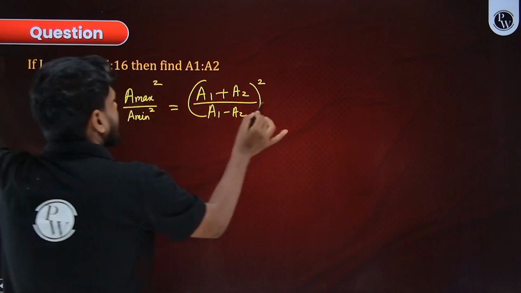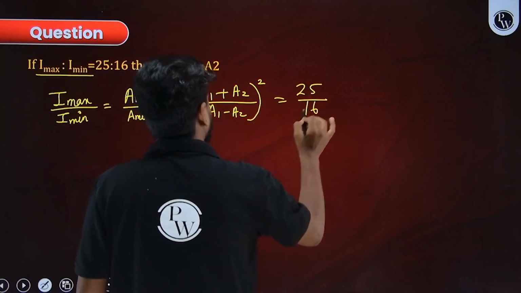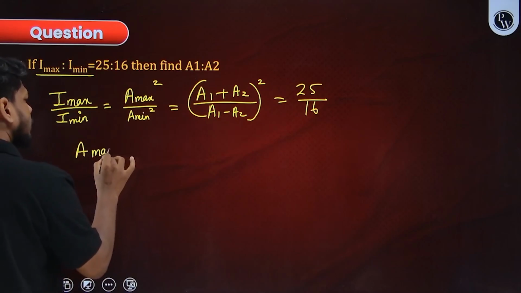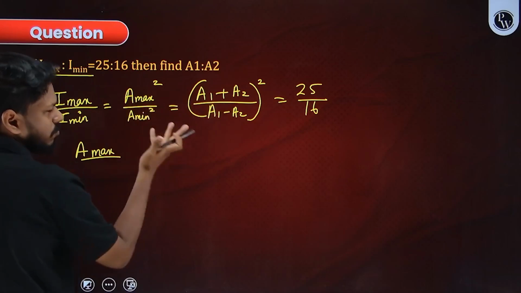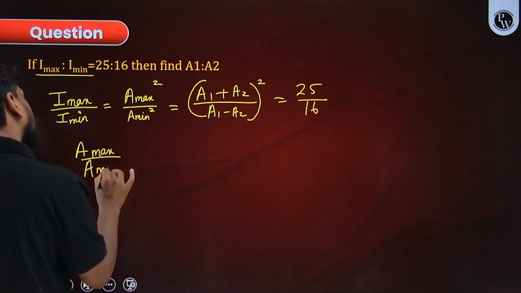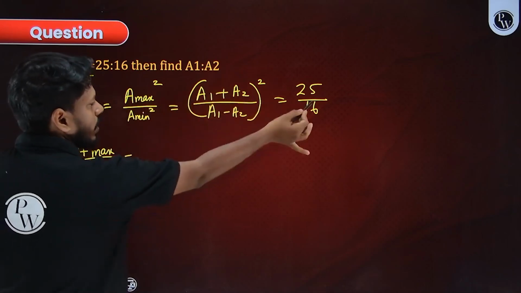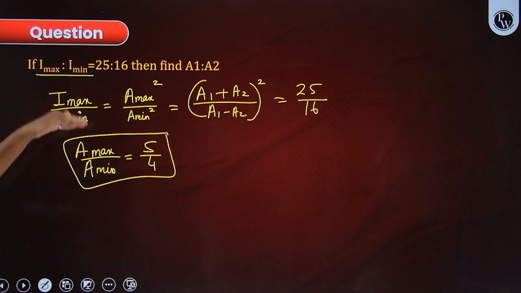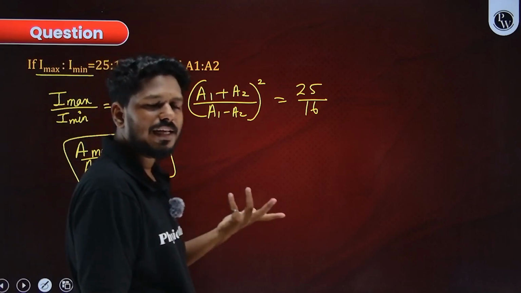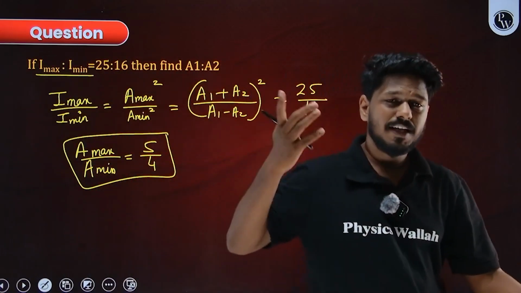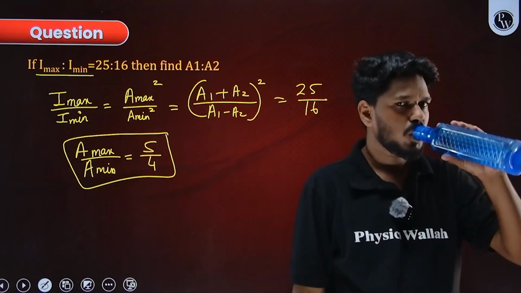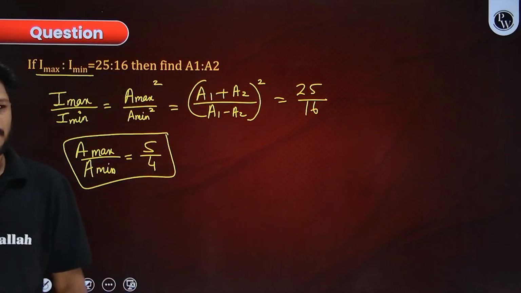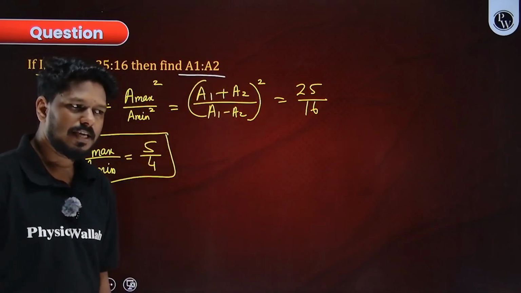And I max by I minima is given as what? 25:16. So I am getting my A max by A minima, if I take square root, I will be getting 5/4. If I max and I minima are given, if I take square root, I will be getting A max by A minima, because if I square A max by A minima, I will be getting I max by I minima. So A max by A minima is equal to 5/4. But they are asking me to find A1 by A2.